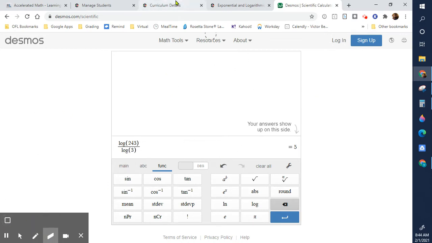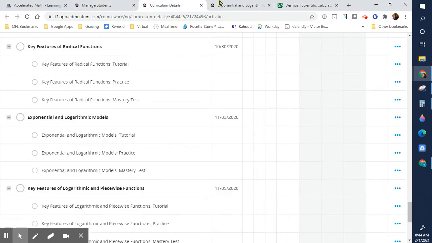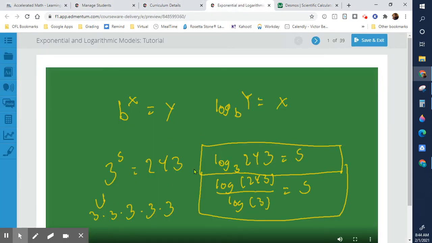So moving on, let's see how Edmentum goes about teaching this. But this is one thing that I think is the most useful. If you can master and understand this, it makes the rest of learning about logs and exponents so much easier.